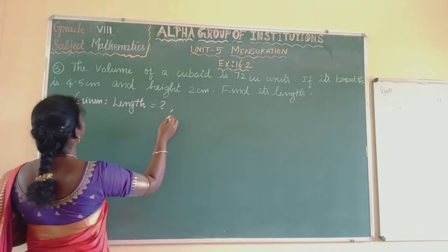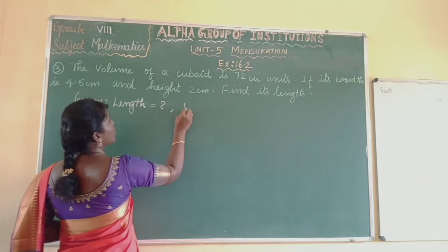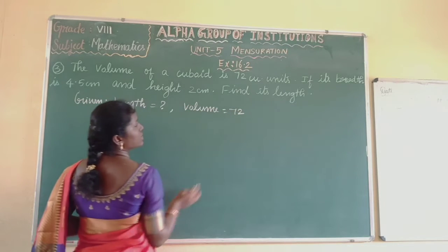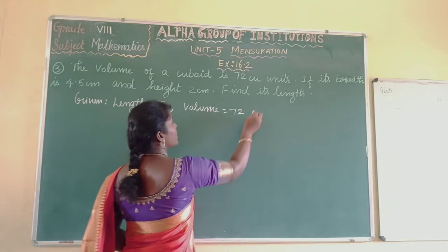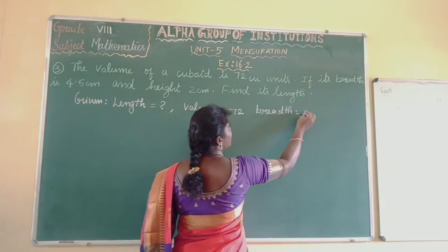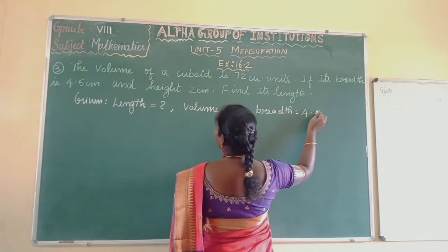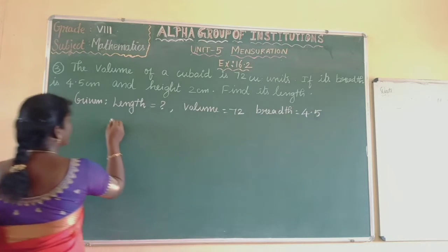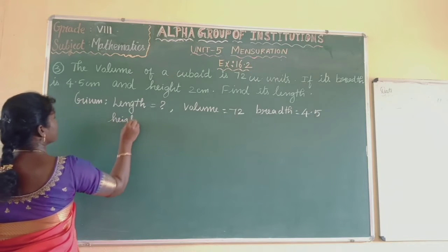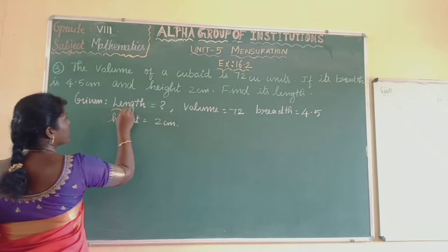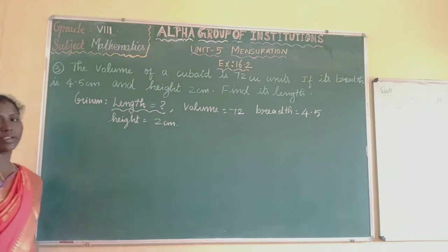Yes. What are the next things given here? Volume. Volume is equal to 72 and breadth is equal to 4.5. See? And height. Height is equal to 2 cm. So the length is what we have to find here.